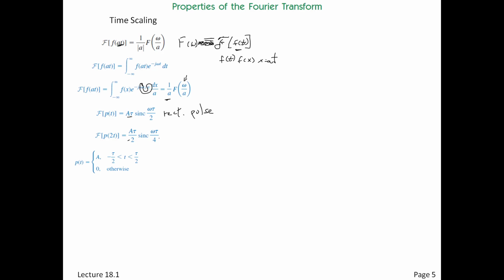All right? Now, let's take the first case where p of t looks like this. So t is between minus tau over 2 and tau over 2. Remember, this is the pulse. That's what I'm looking at here. This is the description of the pulse, and this is the Fourier transform of it. We've actually seen this before. Now what we're doing is doubling the time, the period.